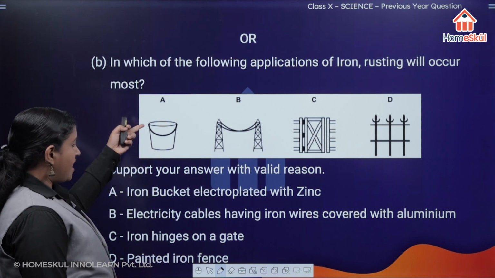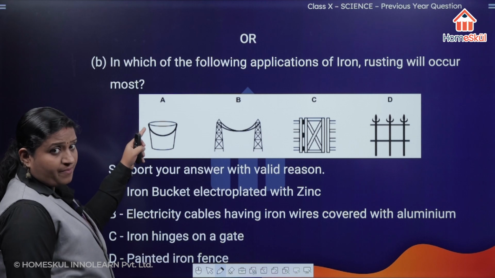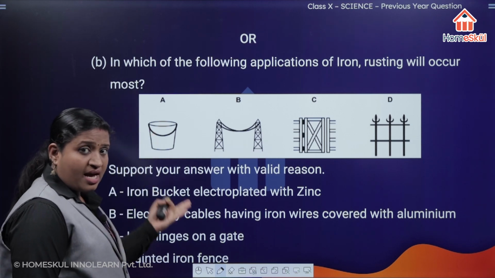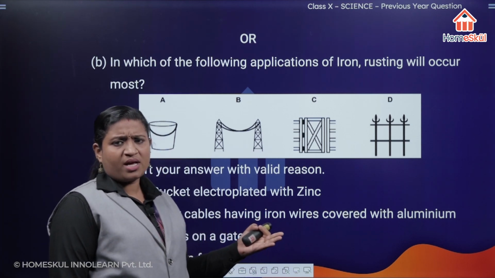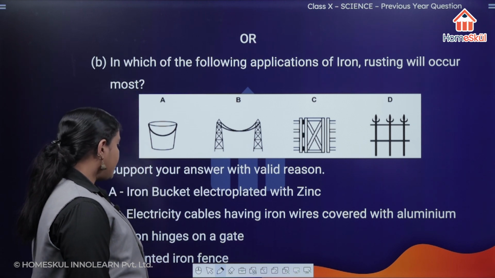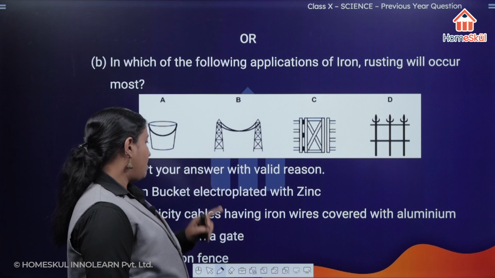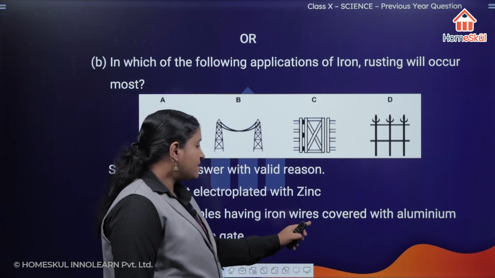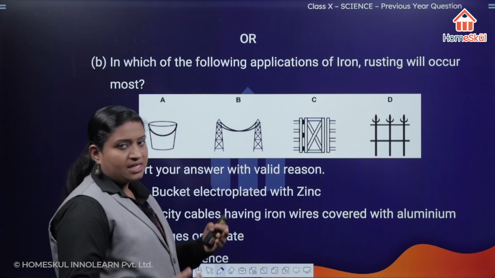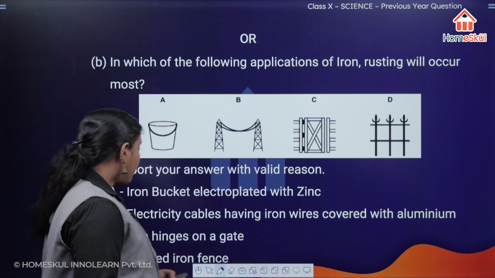Since the iron bucket is electroplated with zinc, will rusting take place? No, because it is a galvanized bucket. B, the second one, you can see an electricity cable having iron wires covered with aluminium. That is also a coating there.